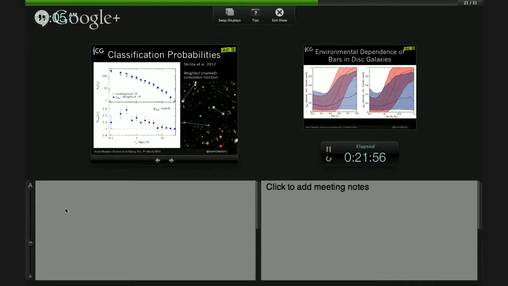Nevertheless, it was done the same way for both, and we're going to take the ratio here, so it doesn't matter. So the blue squares here are the ones that are weighted by the bar classification probability. And here is just the ratio of them, and where this is above 1, things with bars are more clustered than things without bars. These are all disk galaxies. So this is showing that disk galaxies with bars on these scales are more clustered than disk galaxies without bars.